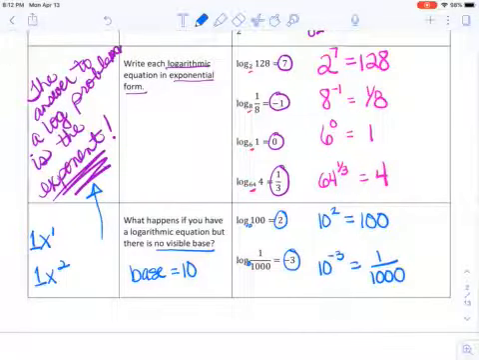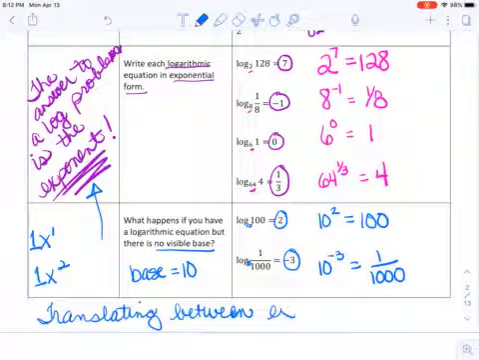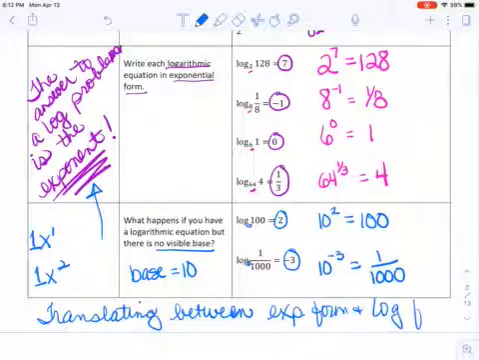So you guys are going to do some practice just translating back and forth on the worksheet that you have. You're not going to worry about the graphing one. We'll deal with that one tomorrow. This is just translating between exponential form and log form. We'll get that part down and then we'll be able to move on and do some more stuff with that.